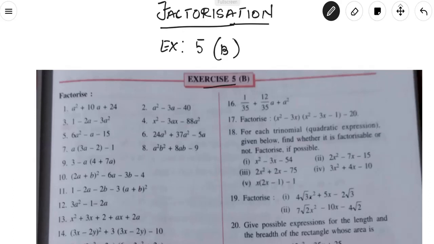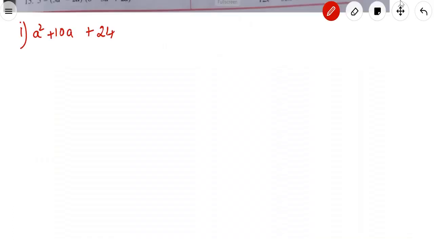Can you see this is your 5B factorization. The first one is a square plus 10a plus 20. If you see, you have three terms here: term 1, term 2, term 3. So it is a three term polynomial. To find the factorization, we do midterm splitting here.